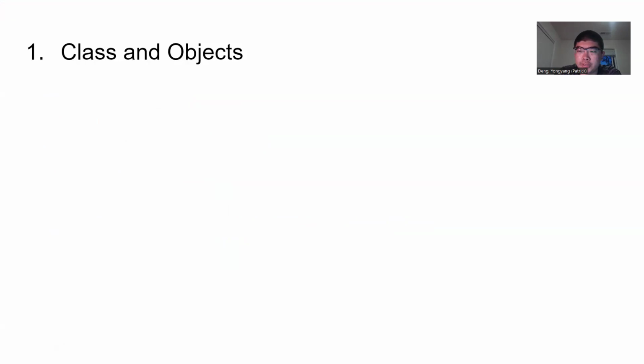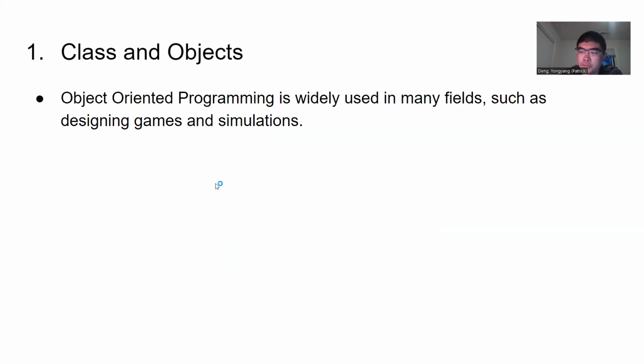So, class and object. Object-oriented programming is very widely used in many fields, such as computer games and simulations, and also in creating bank systems or all kinds of systems. Because we have multiple users and multiple objects involved together, and each one has their own characteristics, their own skills, and their own capability to access something, maybe data or things like that.